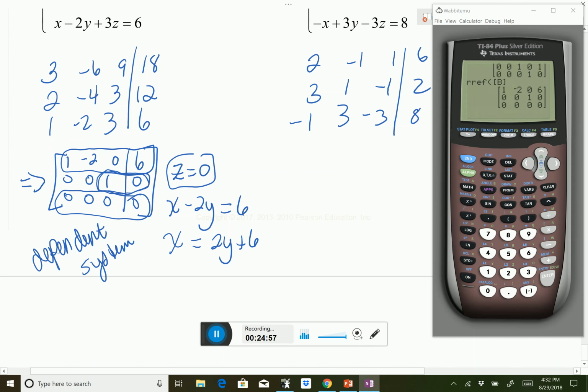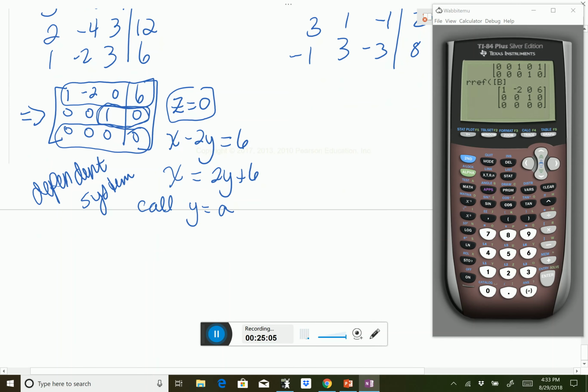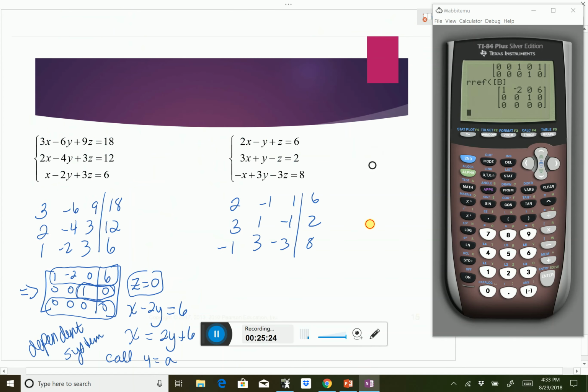with the following. So we can call y to be some a, and I would have x equals 2a plus 6, y equals some a, any number, and z equals 0. And that's what would happen. So as long as z equals 0, it's this line right here is where the solution set is. So let's look at this next one.